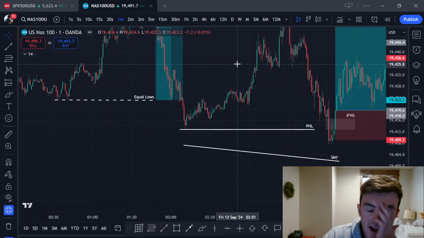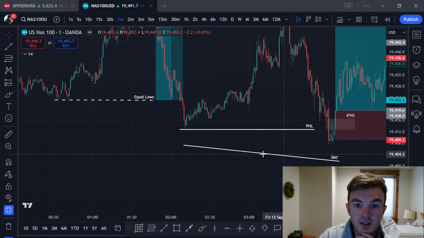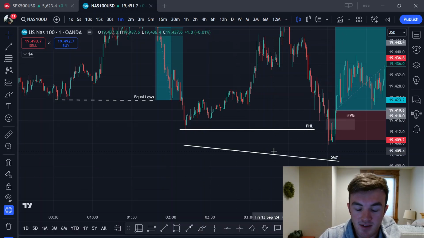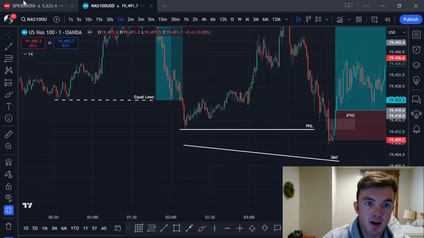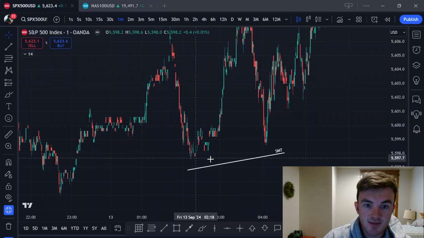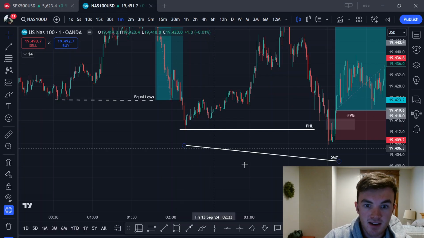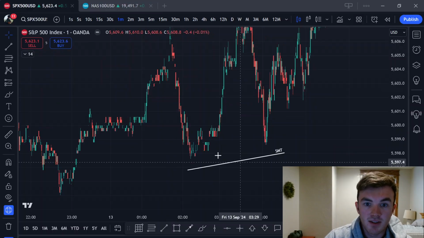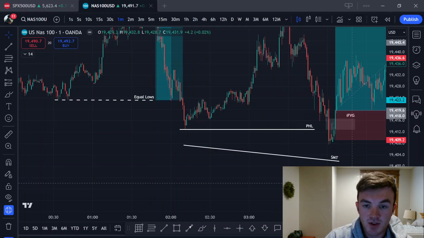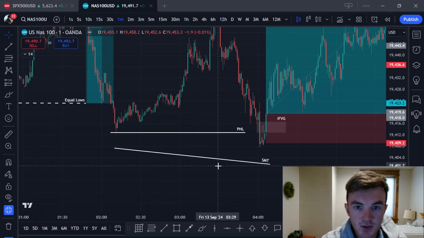Now another thing that I haven't mentioned is you want to look for what's called SMTs. I have a video completely on SMTs on their own, but basically an SMT is when you have a crack in correlation where one asset forms a higher high and another asset forms a higher low, and another asset forms a lower low. So it's a break in correlation between 2 assets that would normally be really correlated.